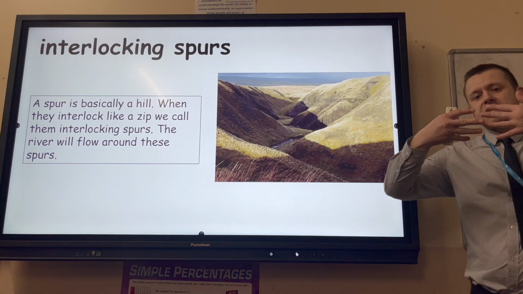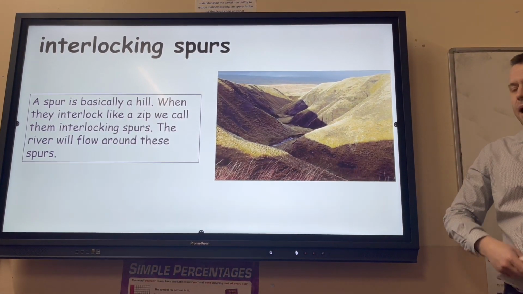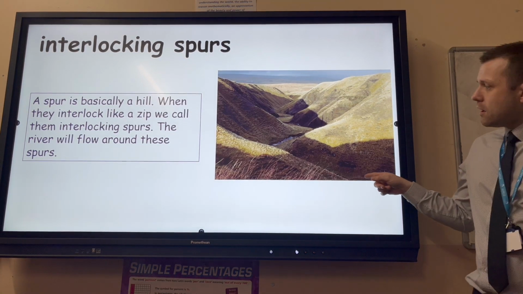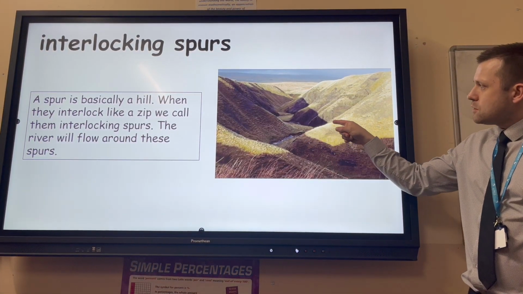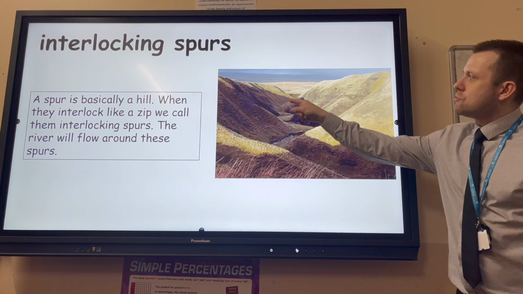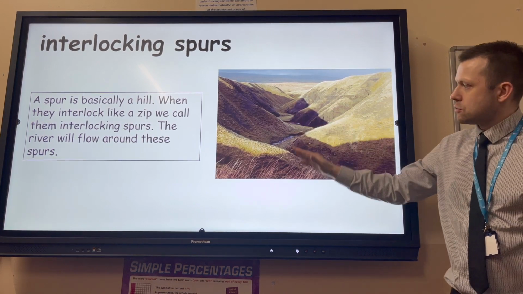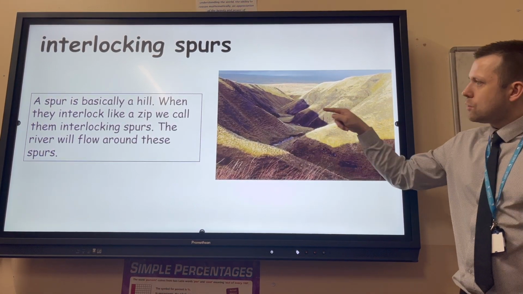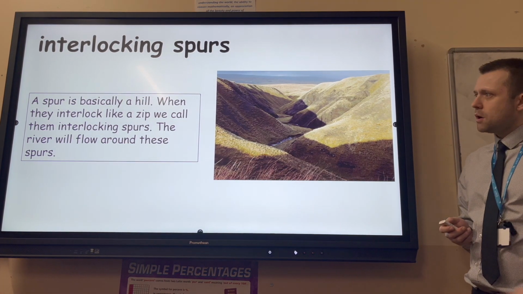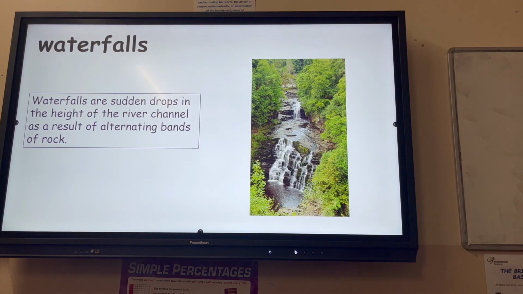Ultimately, it's like a zip that you've got maybe on your coat. The river has made its way around the softest, easiest route around these large hills called spurs, and as a result we are left with these interlocking spurs, a landform of erosion.